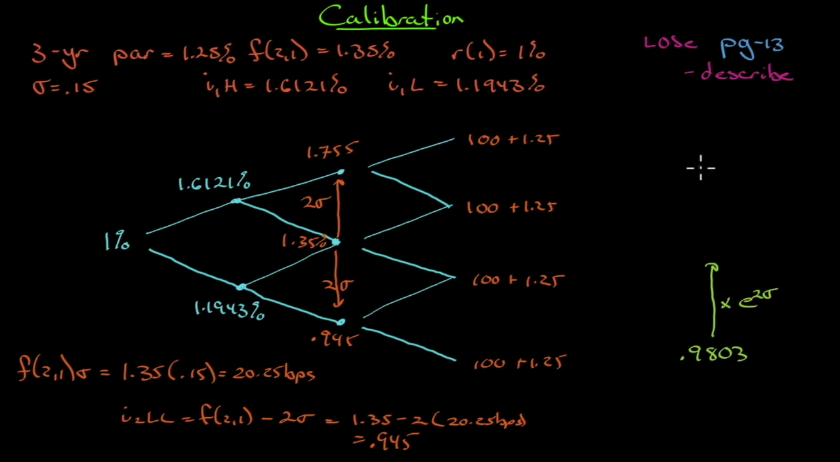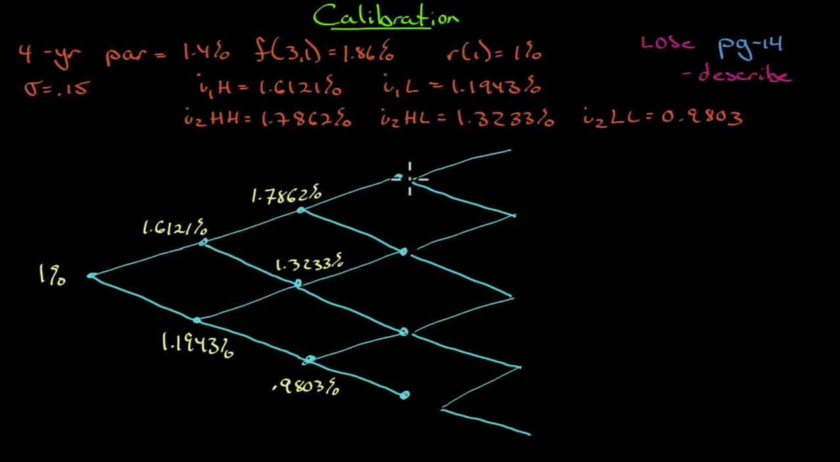To get the rate up here, I must use the base number down here and multiply that by e to the 4 sigma. And I will get 1.7862 here. I will get 1.3233 here. So now I'm calibrated for I2. There's my set of forward rates at I2.